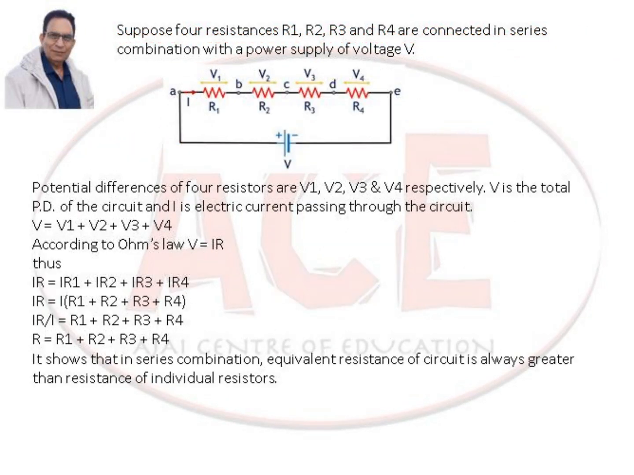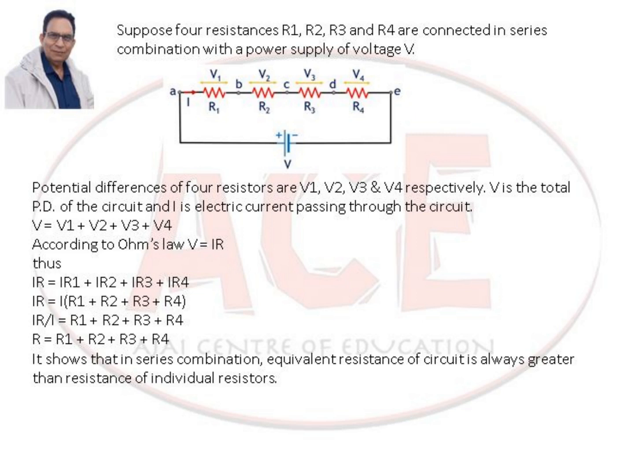Suppose four resistances R1, R2, R3 and R4 are connected in series combination with a power supply of voltage V. Potential differences of four resistors are V1, V2, V3 and V4 respectively. V is the total potential difference of the circuit and I is the electric current passing through the circuit. We know V is equal to V1 plus V2 plus V3 plus V4.